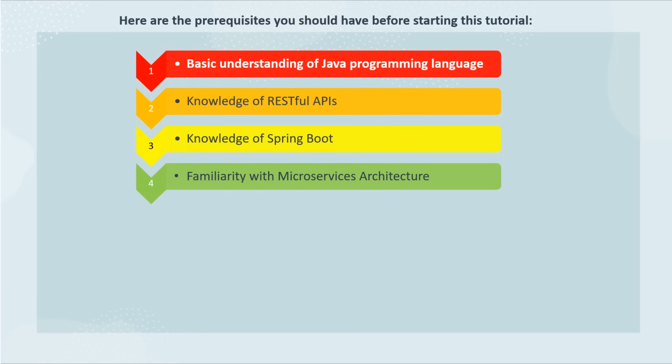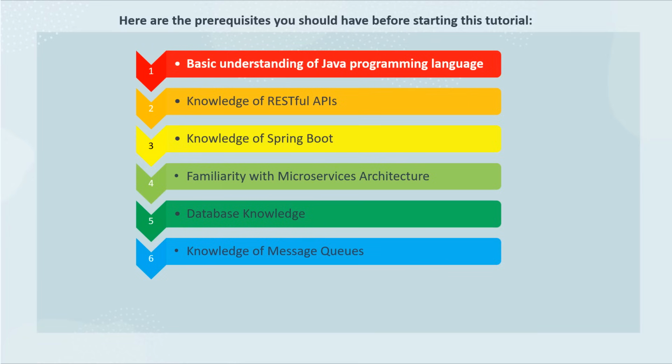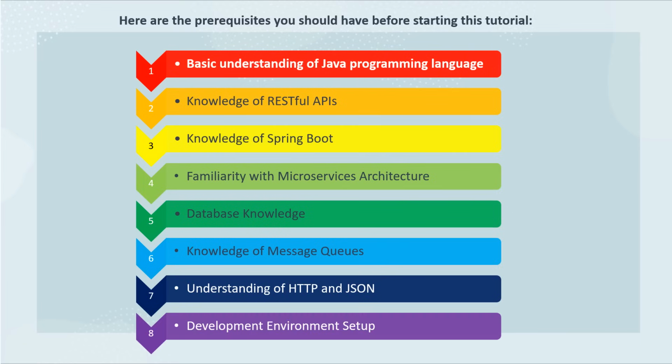It's important to have a basic understanding of microservices architecture, including its principles. You should have some familiarity with databases, particularly relational databases like MySQL and PostgreSQL and MongoDB. It would be advantageous to have some understanding of message queue, especially RabbitMQ or Kafka, and we will use them for our asynchronous communication. Knowledge of HTTP protocols and JSON data format will be good to develop and consume RESTful APIs.